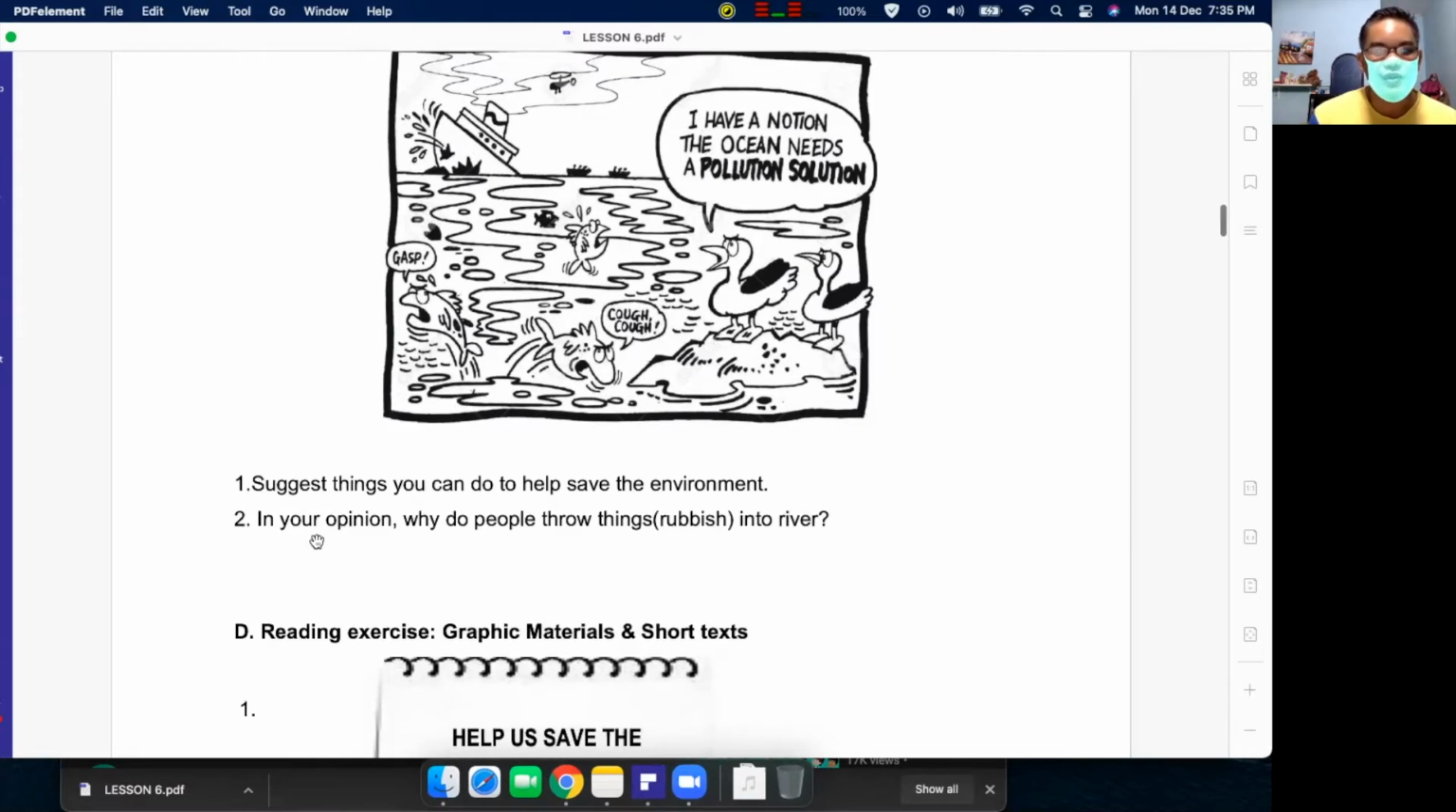For question number 2, in your opinion, why do people throw things, rubbish, into the river? Imagine we have a program called River of Life in Sungai Bonus near our college. So why do people have the audacity to throw things, rubbish, into the river?